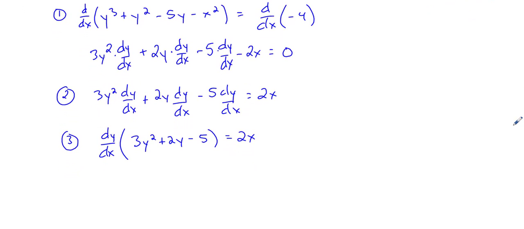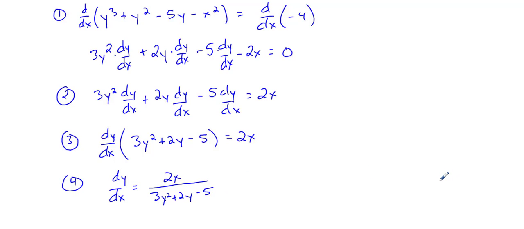Okay, and then step 4 would be just solving for dy/dx, right? And if you factor out, this is always going to be a product, so you're always going to be dividing. So then dy/dx, the derivative of y with respect to x, equals 2x over 3y squared plus 2y minus 5.